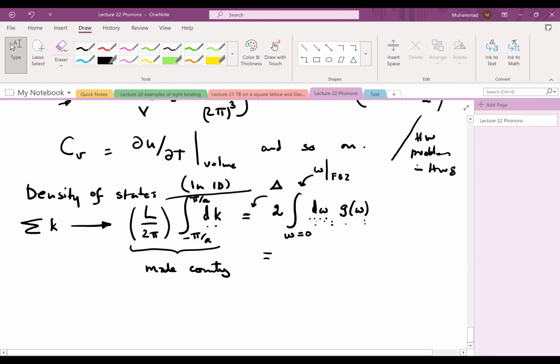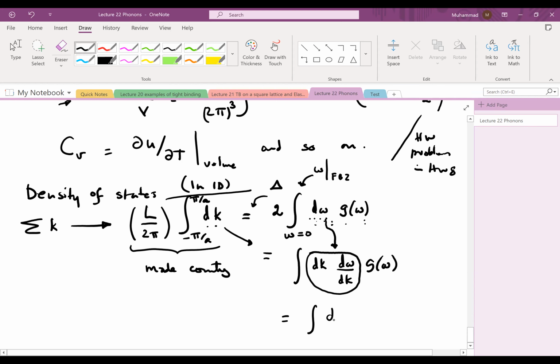Okay, but this dk is also equal to dk, d omega over dk, g of omega. So I can break up this d omega into dk times d omega over dk. All right. But d omega over dk is also called the group velocity.